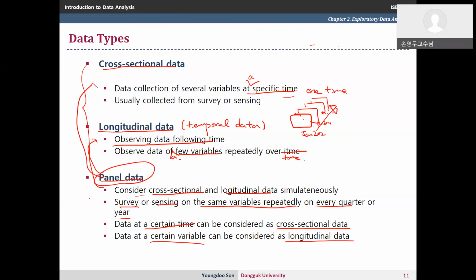So if we have panel data and only use data at a certain time, then it can be considered cross-sectional data. And among the panel data, if we use certain variables, a small number of variables observed following time, then it can be considered longitudinal data.